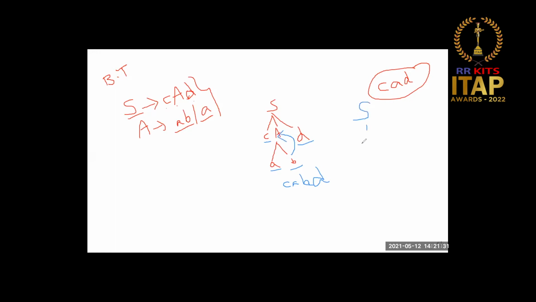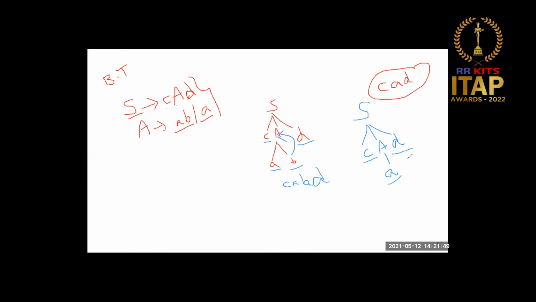So then S tends to CAD, and then A can be replaced with the other grammar rule, that is a. So CAD. This is a simple concept, and this is called backtracking.